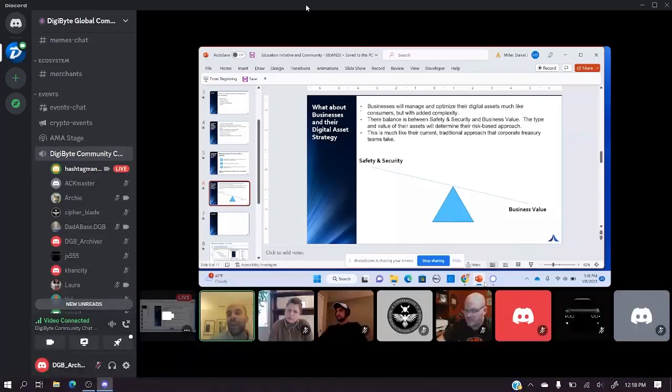Because businesses are very interested in securing their digital assets, right? Much like consumers, but you have added complexity here in the B2B space. And I think there is a balance between safety and security and the business value that they see. And the type of value of their assets will determine their risk-based approach. And I think that's what we were talking about a few minutes ago.